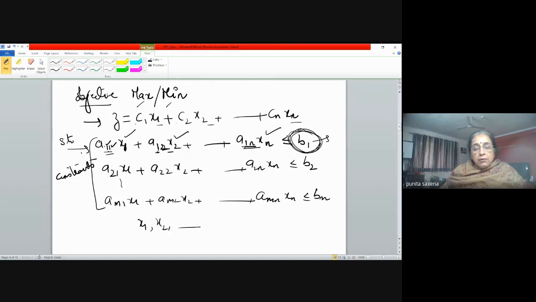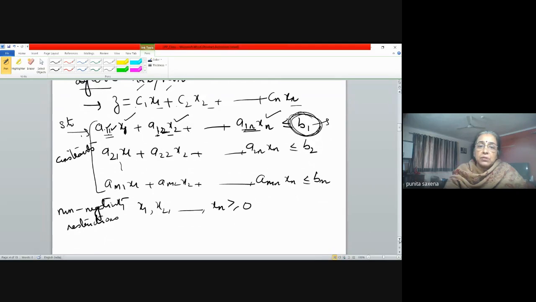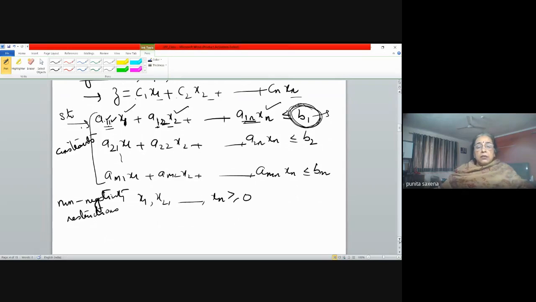And lastly, what do I want? All my decision variables to be non-negative, more than or equal to 0. So they refer to what we call as non-negativity restrictions. Okay, so this is how a typical LPP looks like, right? With m number of constraints and n number of decision variables. Okay, now the problem is to solve it.